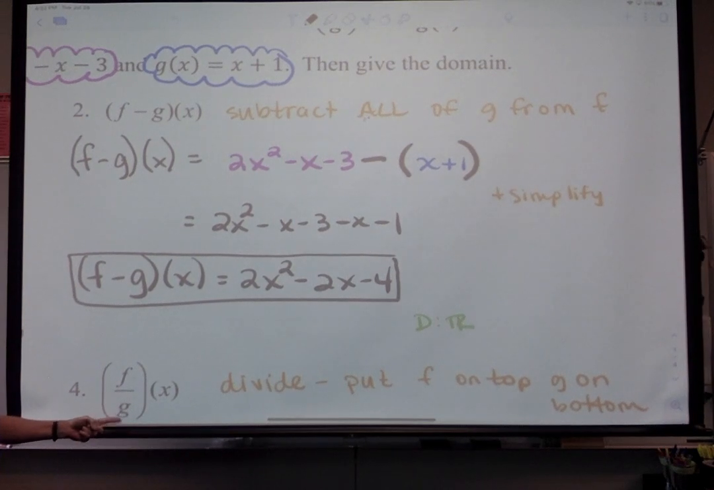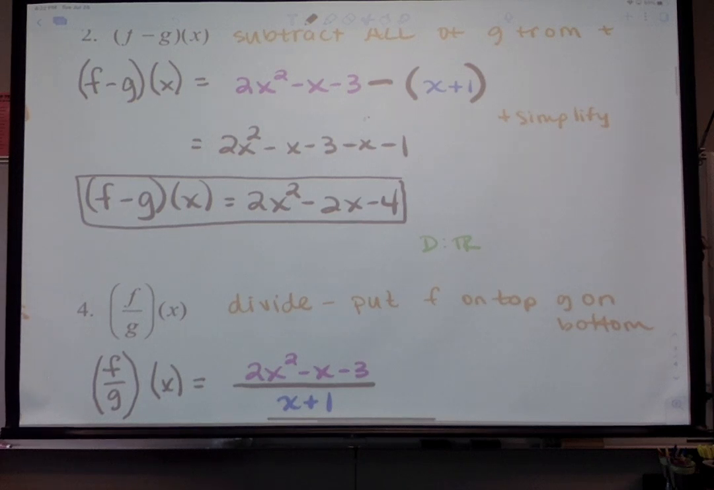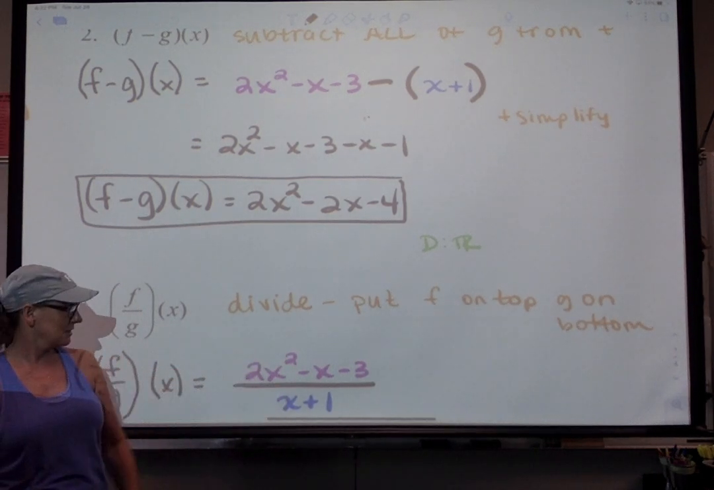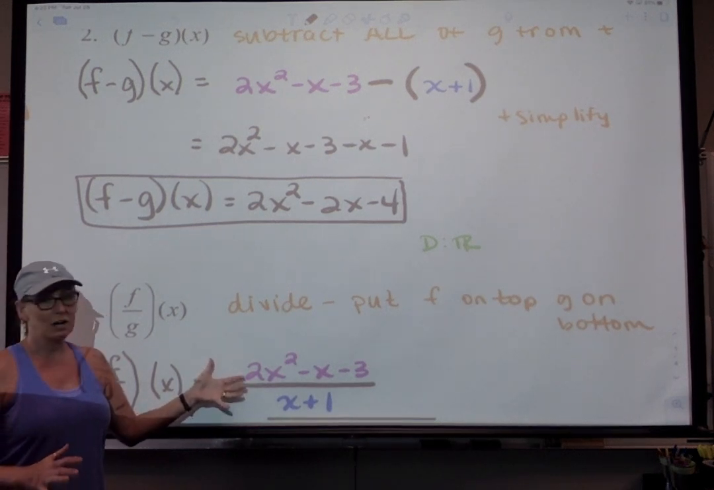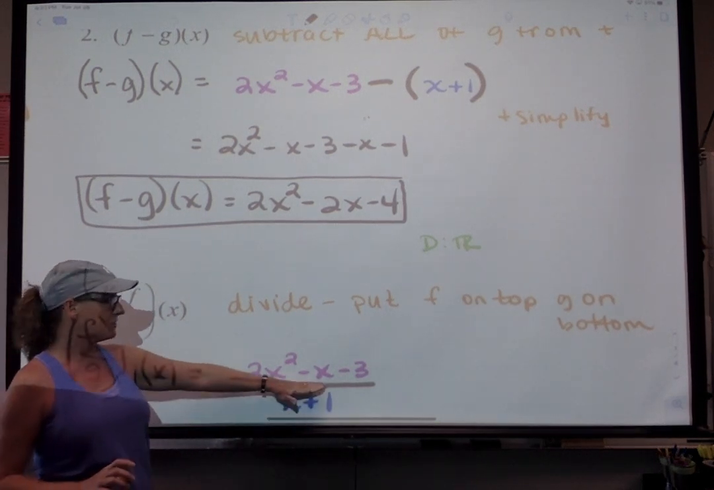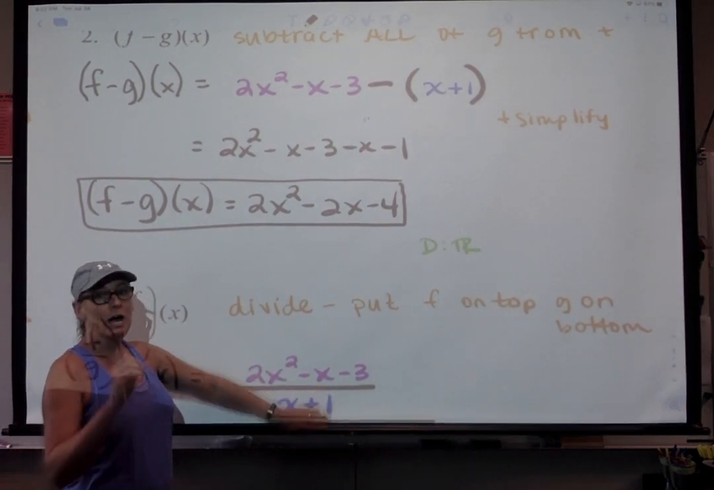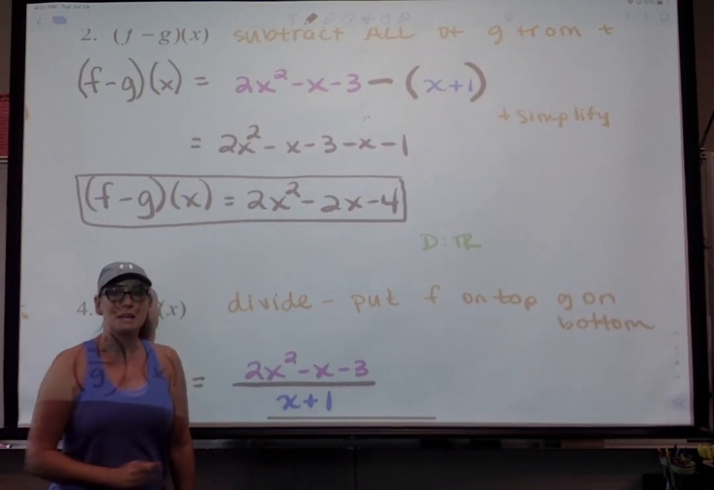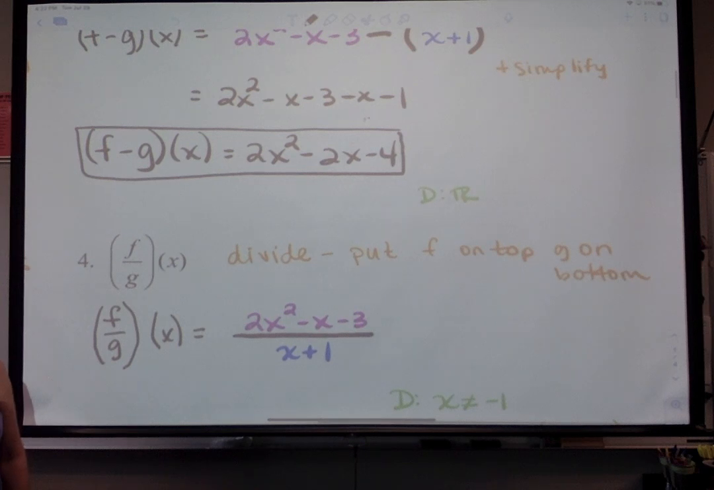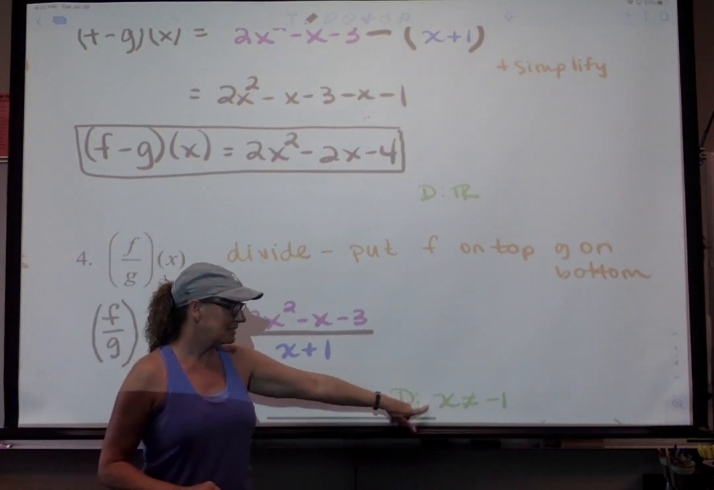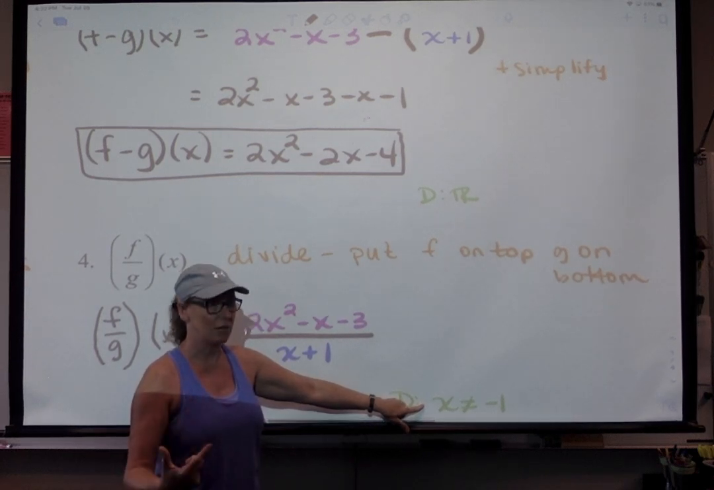Number 4 is telling us to divide. F goes on top, g goes on the bottom. Here's what it looks like. I just left it like this. And can you plug anything in? Well, you got to be careful here because you do have division going on. So since you don't want to divide by 0, how about you don't allow x to be -1? So this is what it looks like to say my domain is all real numbers except -1.